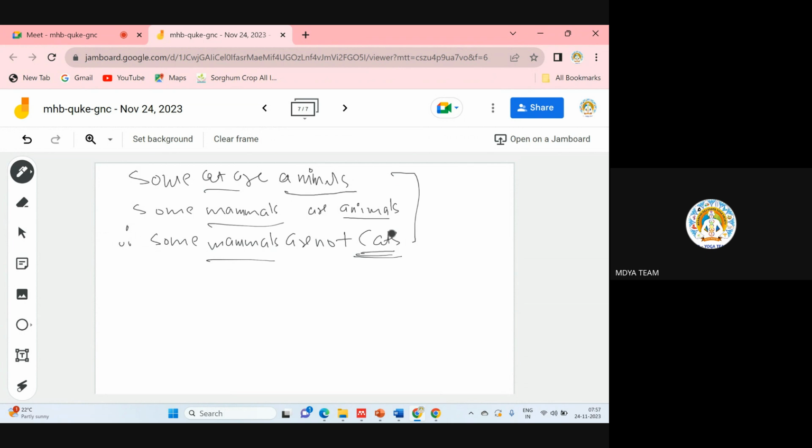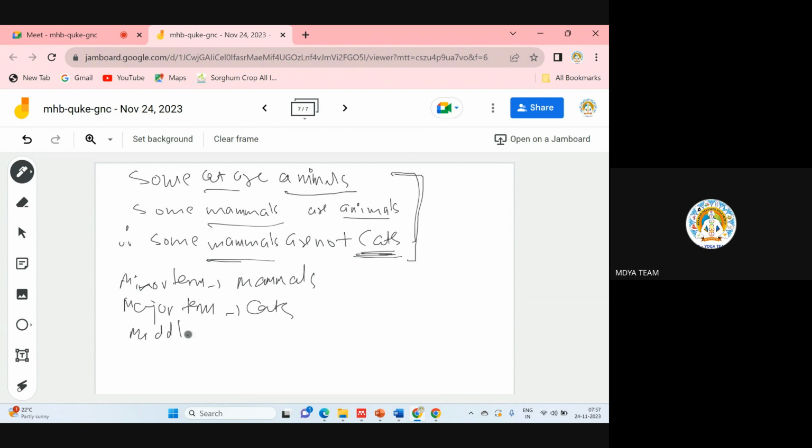Is this clear to everyone? Handwriting is clear? Yes, sir. Okay, now how to calculate mood? First try to find out which is the minor term. In the conclusion, we have to find the minor term, which is mammals. Mammals is your minor term. Cats is the major term, the predicate of your conclusion.